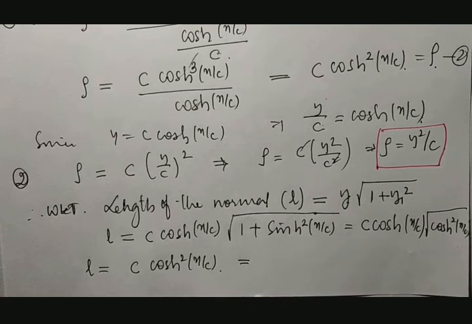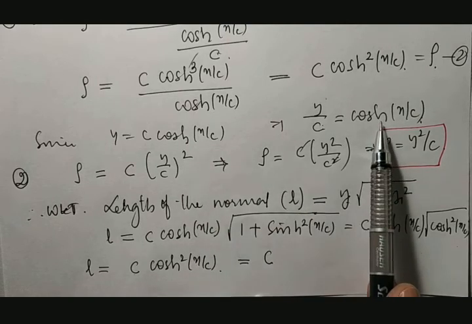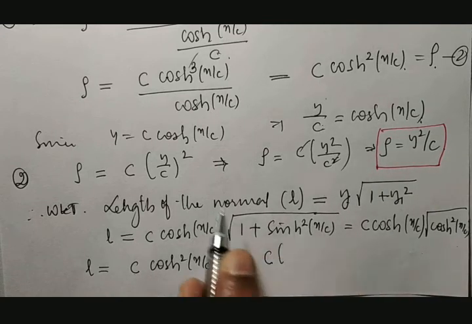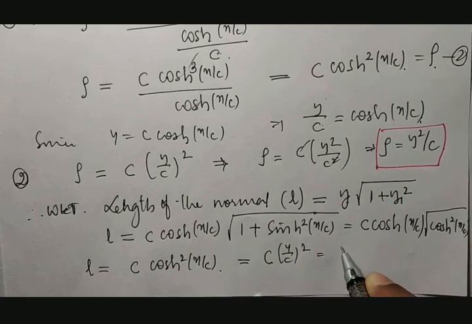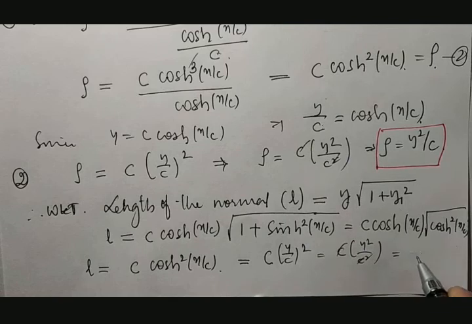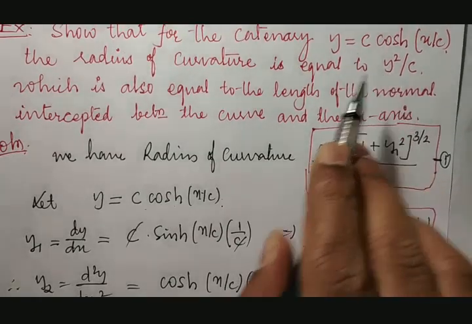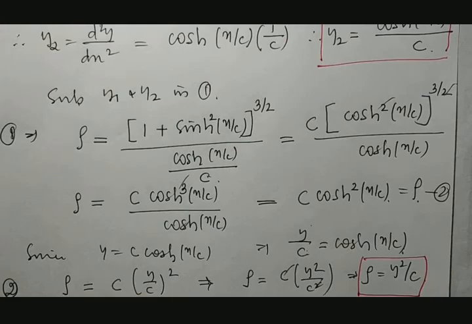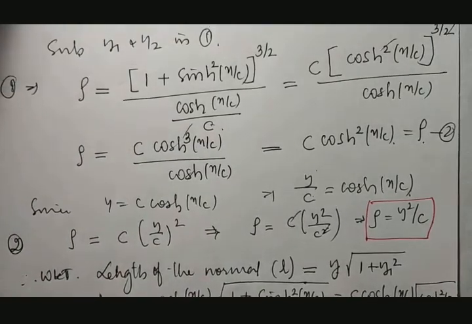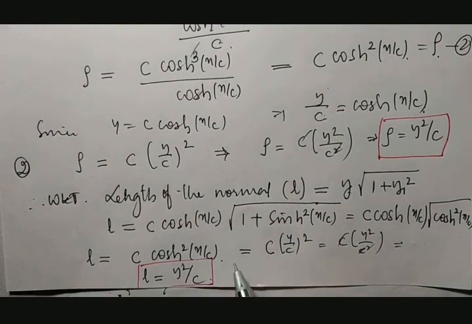Which is c into cos hyperbolic square x by c. What is cos hyperbolic x by c now? It is y by c. So the square of that, same as what we calculated, becomes y by c this square, that is c into y square by c square. One c gets cancelled. Therefore L is equal to y square by c. What is the requirement? It is also equal to the normal intercepted between the curve and the x-axis. This means the radius of curvature of the curve and this normal must both be the same, which is again equal to rho.